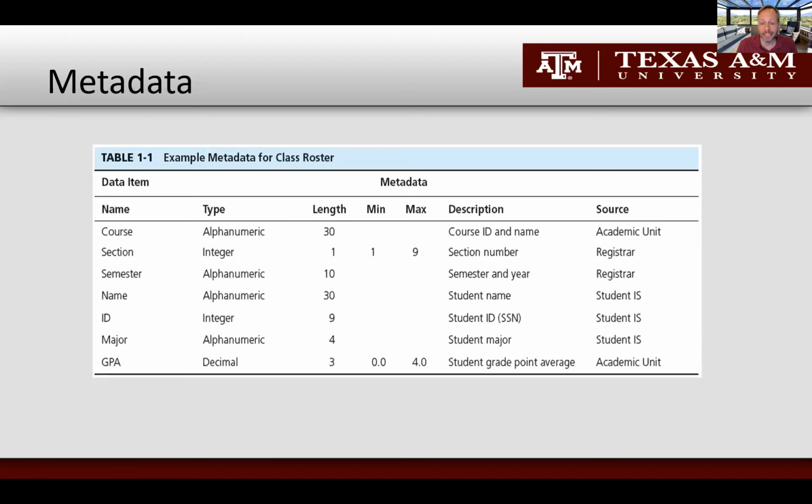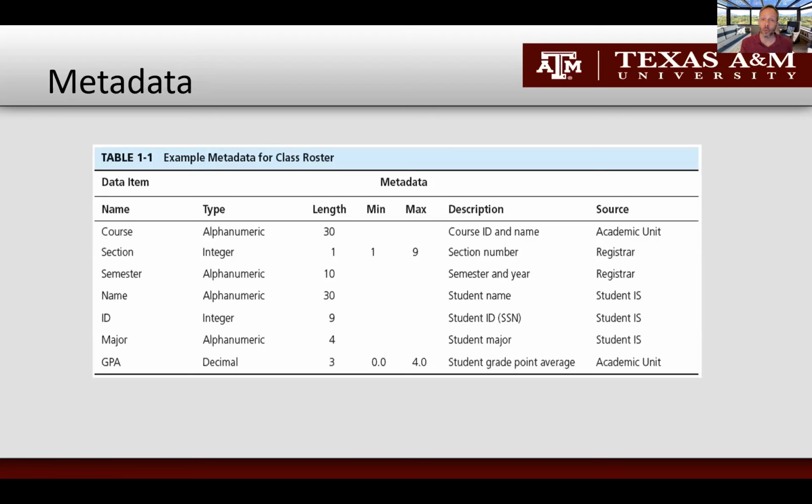This is just course ID and name. And the source where we're actually going to get that information is, according to this, some sort of academic unit. This is not information that's stored in the actual database itself. It's kind of stored tangential to the database to tell us about what's in the database. It's describing what you expect to see in a column in a table, if you're looking at a spreadsheet or if you're looking at a table in a database.